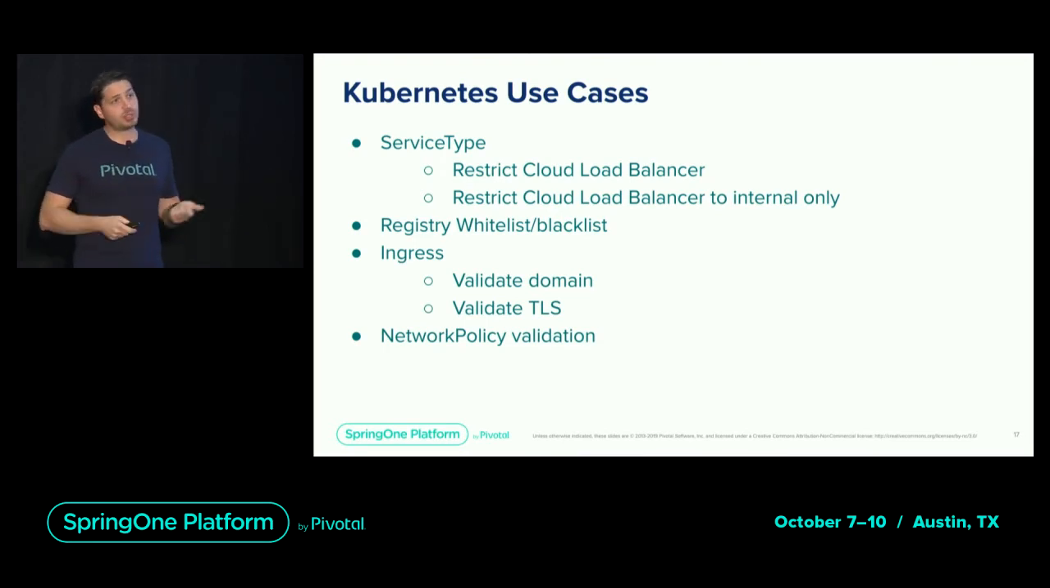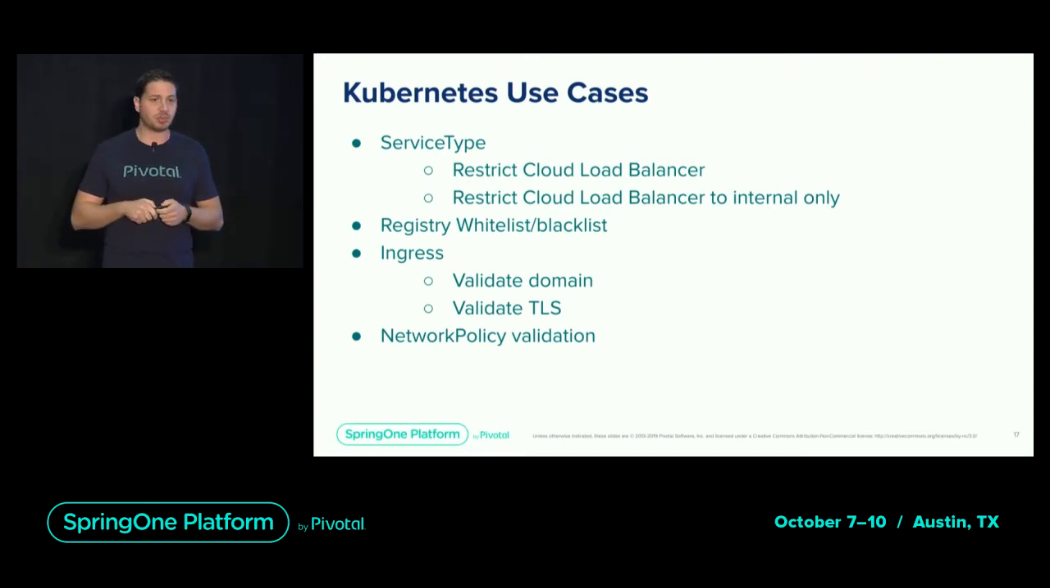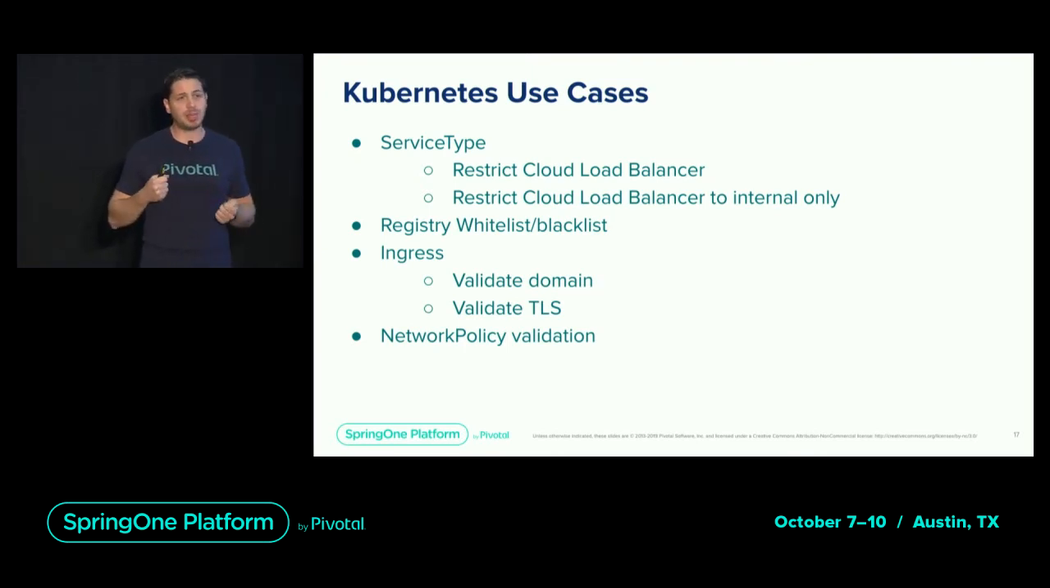Other use cases are registry whitelisting and blacklisting. Jaime talked a little bit about this, but a lot of our customers have their own internal registries where they'll have security scanning and various compliances around it. So they want everything to be coming in through their enterprise registry that may have some compliance requirements around it. Ingress tends to be a common use case as well: which domains you can specify for the ingress, forcing users to use TLS in their ingress, etc. Maybe other use cases. And also policy validation.